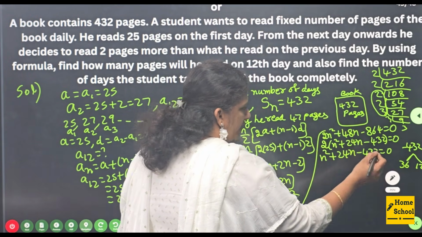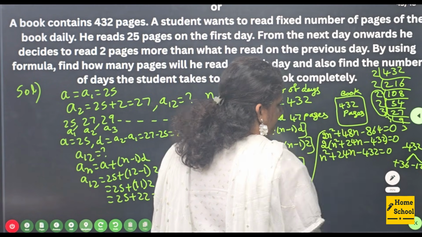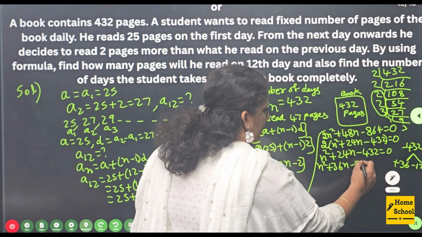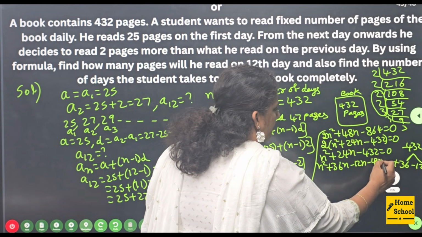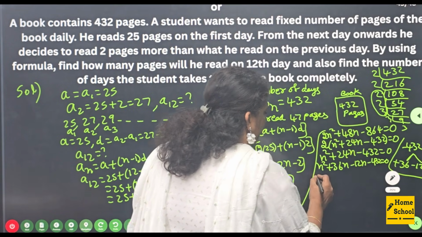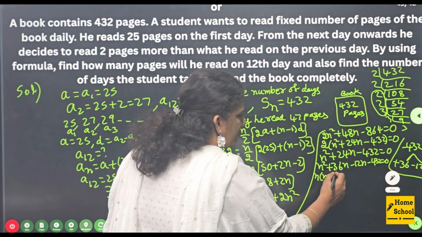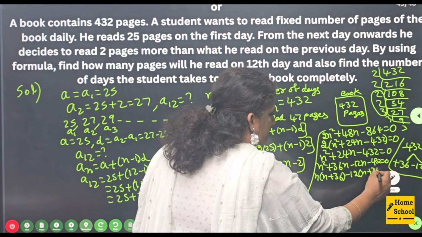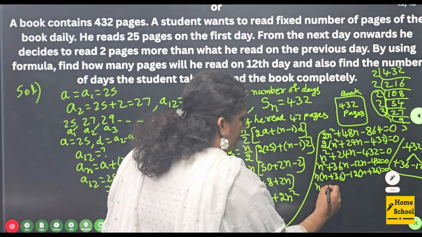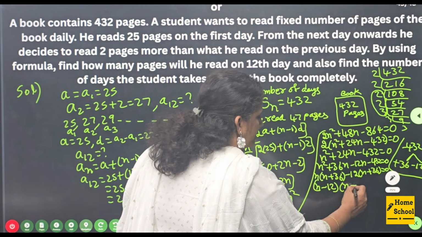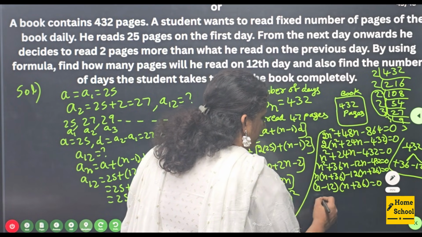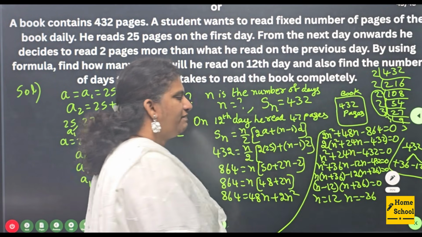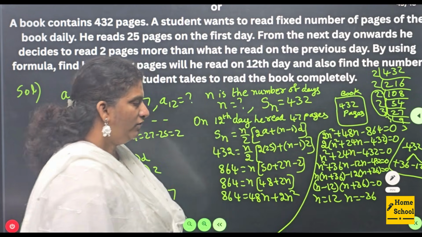I should get here plus 24 means plus 36 minus 12. n square plus 36n minus 12n minus 432 equal to 0. n take out common, n plus 36, minus 12 take out common. n plus 36 equal to 0. n minus 12 or n plus 36 equal to 0. That is n equal to 12 or n equal to minus 36. Number of days cannot be negative.